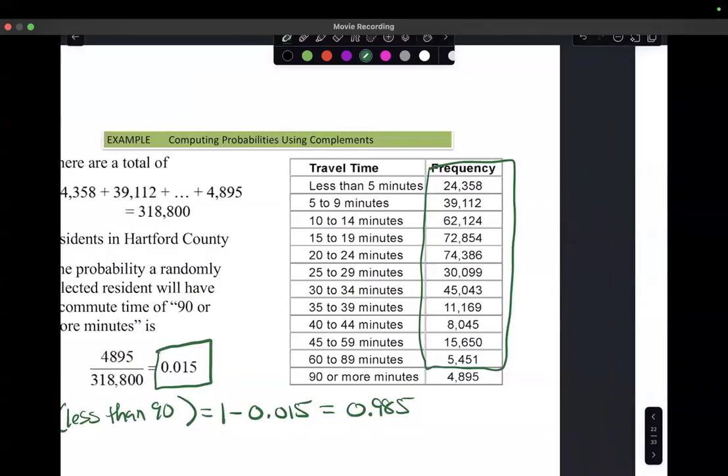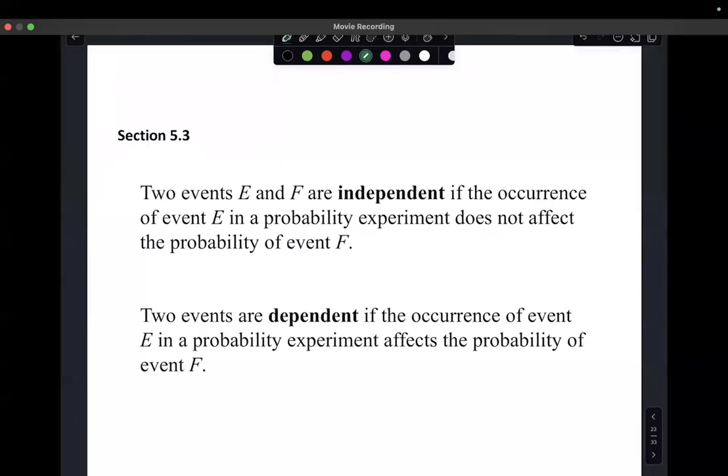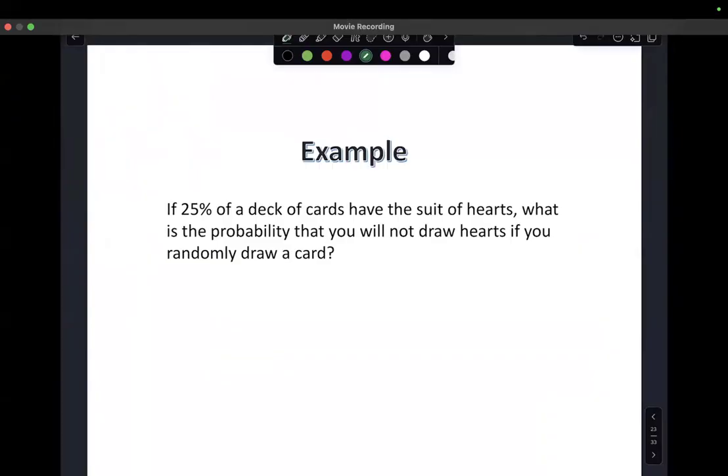This is the end of 5.2. Whoops, I guess it isn't. I'm going to have one more example. 25% of a deck of cards have a suit of hearts. What is the probability you will not draw hearts? Right. So we do 1 minus 0.25. Yes, you can do 100 minus 25, which is what you did in your head. And it's 0.75 or 75%. I know you just did 100 minus, which is perfectly fine. Go ahead and do that. This one is a super easy one to do in your head.